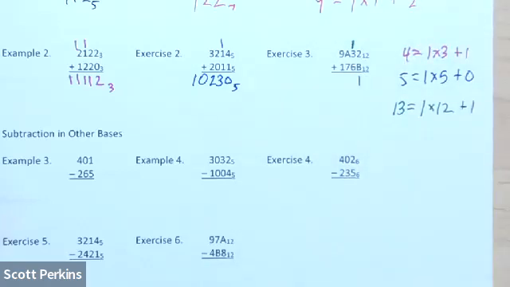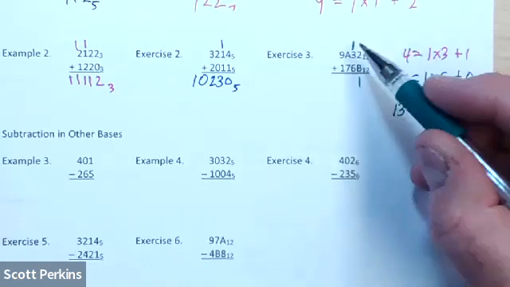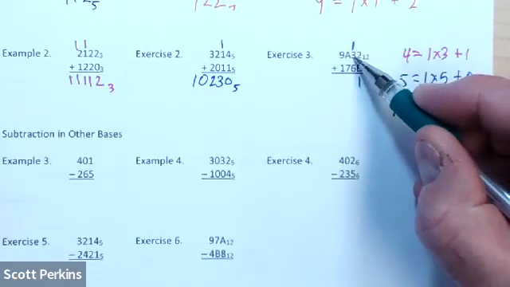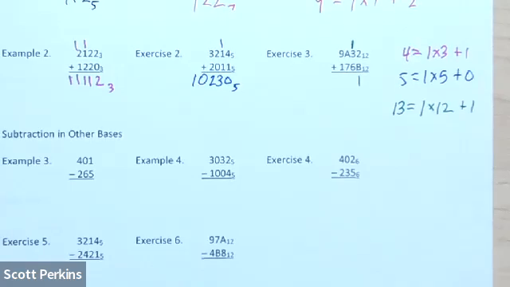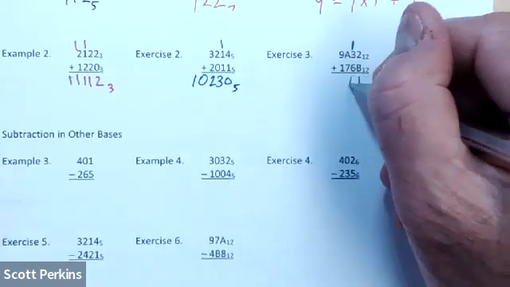Okay, and now we are off and running. The next column is 1 and 3 is 4. 4 plus 6, that is 10. That's not a full group of 12. So how do I represent 10 in this problem? The numeral A.